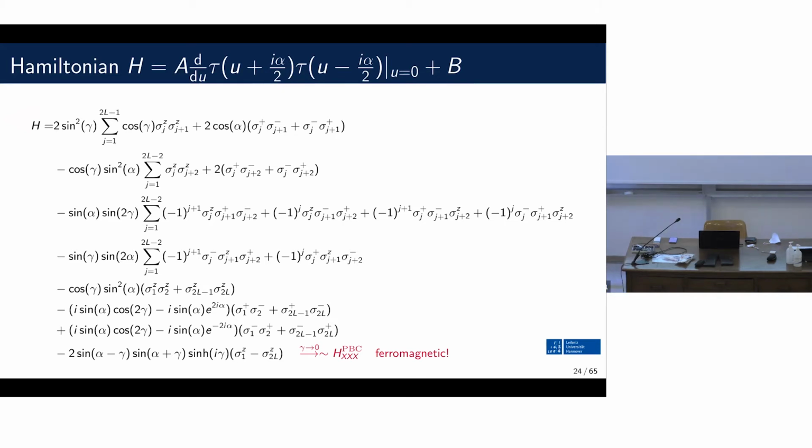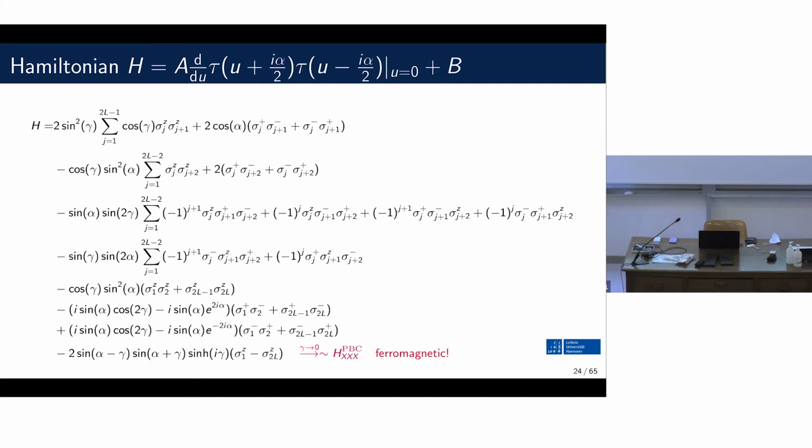And this is easily understood when we look at these terms. This is the only term which survives here in the bulk. This goes to 0, this goes to 0, this goes to 0. But these three terms also stay. You have this term, which is XXX, but it couples only even sites to even sites and odd sites to odd sites. So you have 2 copies of them, and the original boundary terms from the matrix are coupling odd and even sites at the end, and then you have a periodic chain.